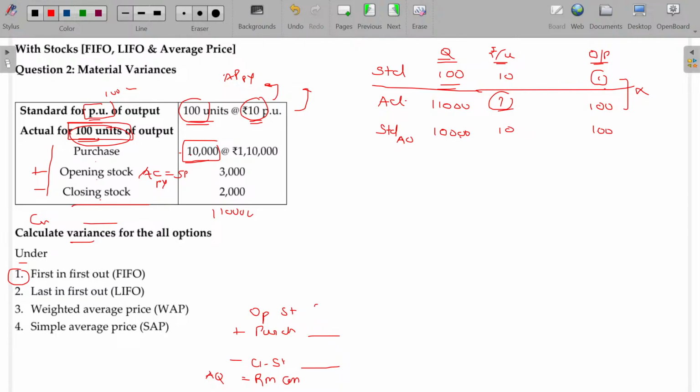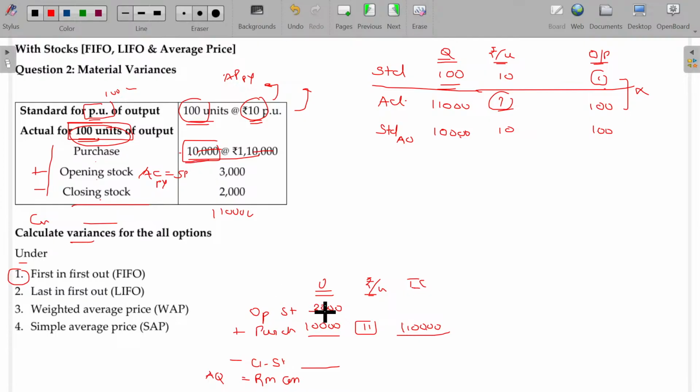Opening stock in this case being 3,000. Purchases being 10,000 units, in total cost being 1,10,000 rupees. You can get this value as missing data. 1,10,000 for 10,000 units means per unit being 11 rupees.